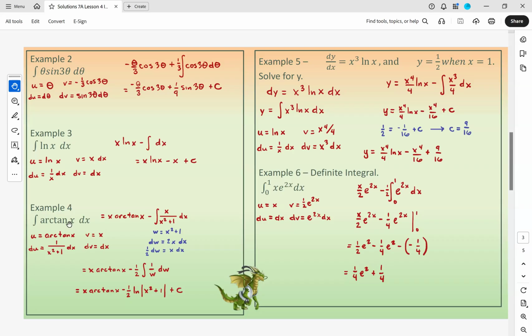Arctangent, inverse tangent, lines up with the I in LIPET, so it's a really good choice for u. We know its derivative is going to be 1 over x squared plus 1 dx. The dv, meanwhile, was just dx. So again, we've got v equals x. Start putting the parts together: u times v minus integral of v du.